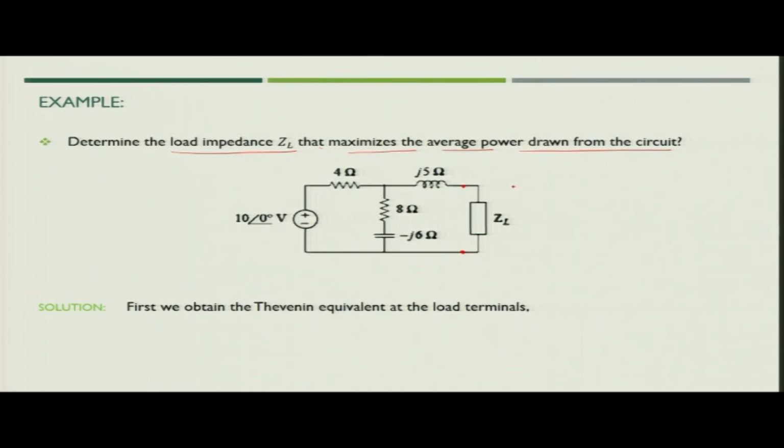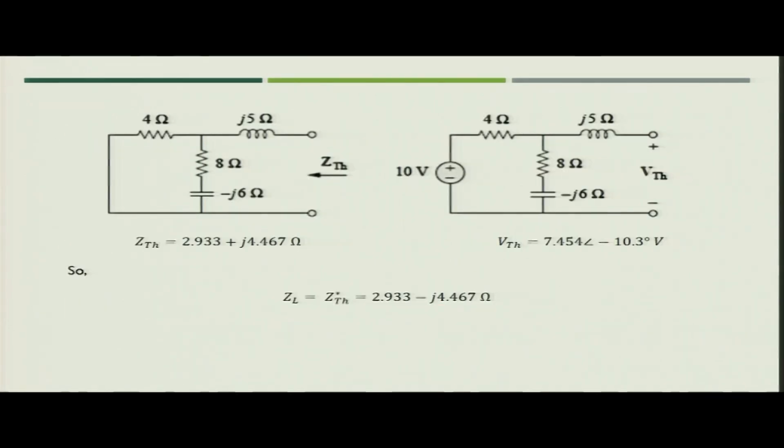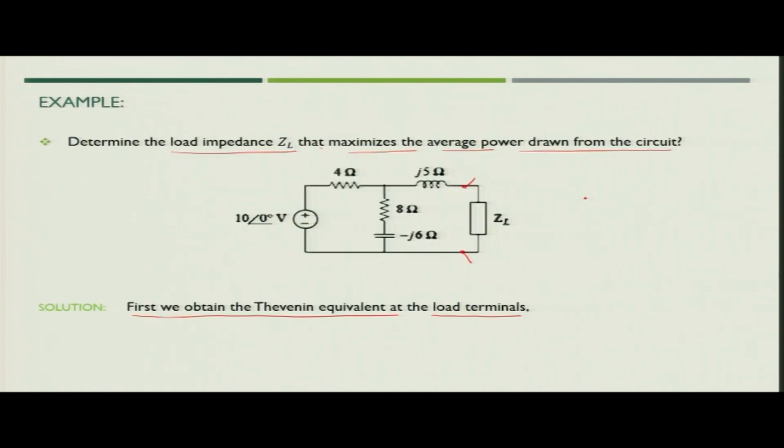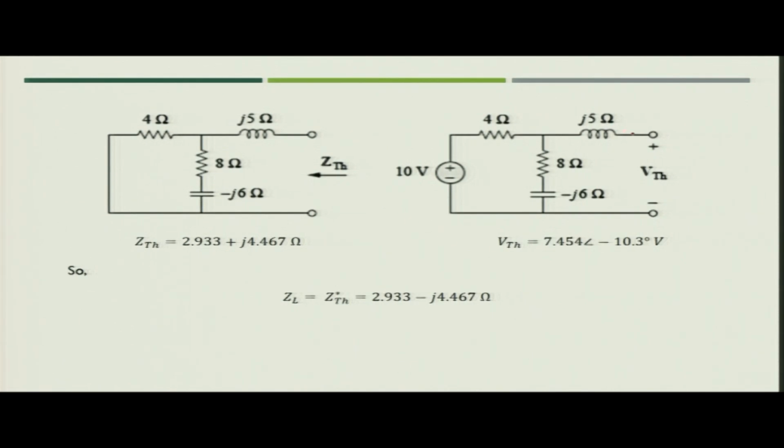The first task you have to do is obtain the Thevenin equivalent at the load terminals. So, first we will remove the load from the circuit. When you remove it, you get a circuit like this, where you have 10 volt, 4 ohm, 8 ohm, and the minus J 6 and J 5 ohm connected. So, you will get the circuit like this.